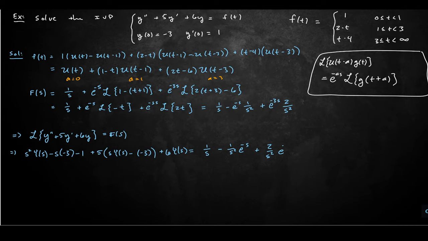Now on the left, let's collect like terms for capital Y. So capital Y of s times s squared plus 5s plus 6 plus 3s minus, let's see, minus 1, but then plus 15 is going to be plus 14. Equals 1 over s minus 1 over s squared e to the negative s plus 2 over s squared e to the negative 3s.